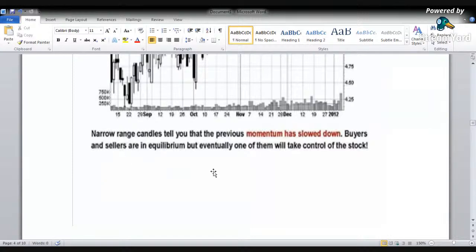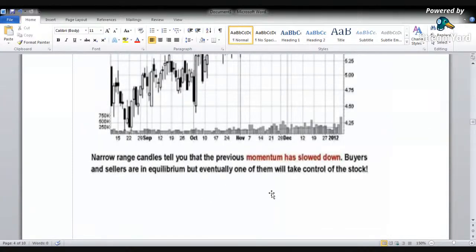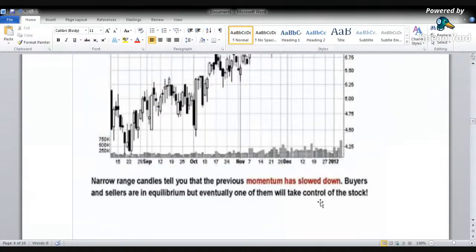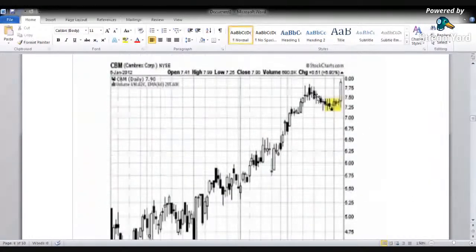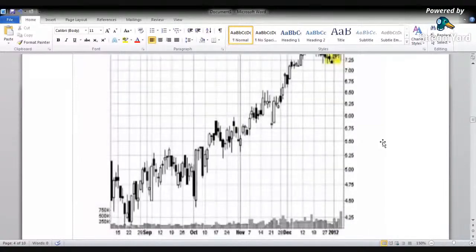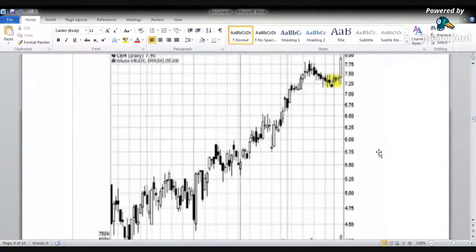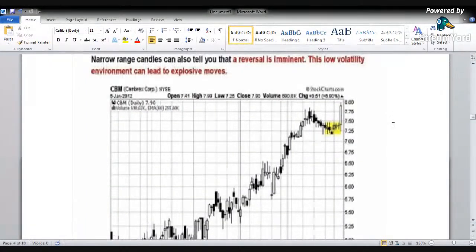So, a narrow range candle tells you the previous momentum has slowed down. Buyers and sellers are in equilibrium, but eventually one of them will take control of the stock. So ibig sabihin, pag narrow range candle, yung maliliit na mga candle, yung pag-pullback, humina po yung momentum sa ceiling. So there's a decision between the buyers and the sellers. In this example, the buyers are in control.